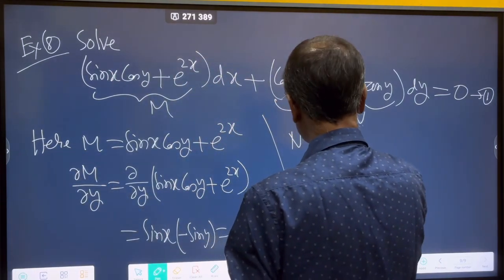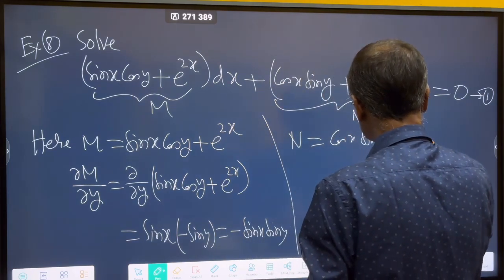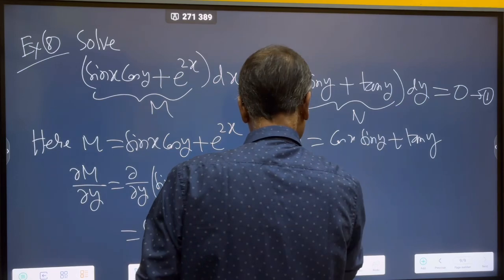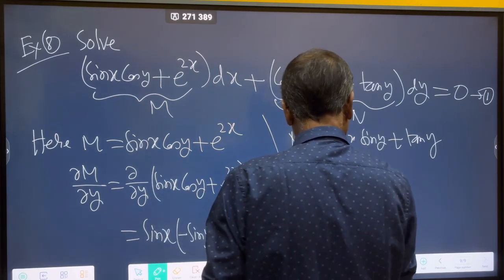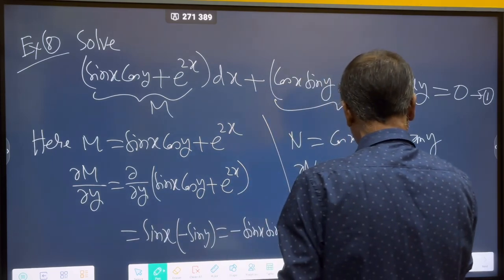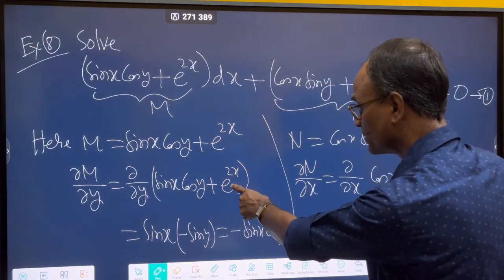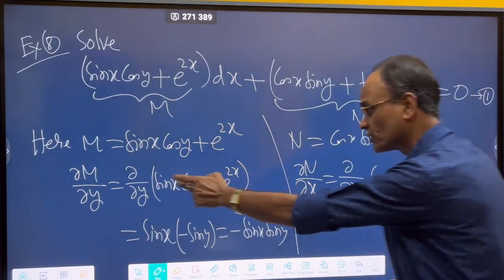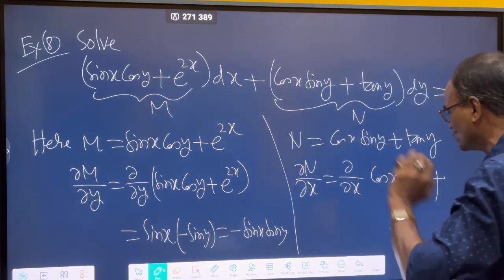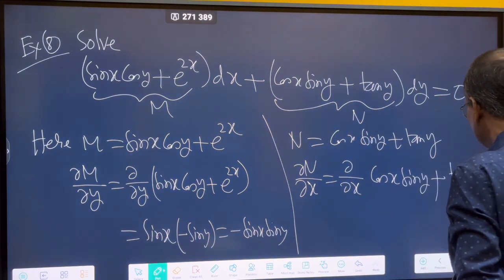N is equal to cos x sin y plus tan y. Del N by del x is equal to del x of cos x sin y plus tan y. Here tan y is treated as constant, therefore del x of tan y is equal to 0.